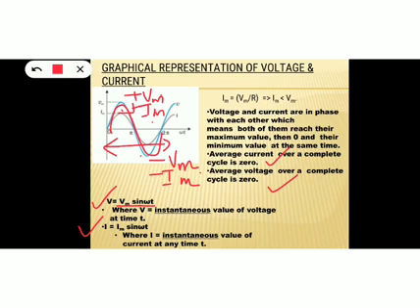So you must always remember to draw a higher peak for the voltage, and the current peak must be lower than the voltage peak because the magnitude of current is less than that of voltage. And both are in phase with each other. Average current and average voltage over one complete cycle is 0. Okay.